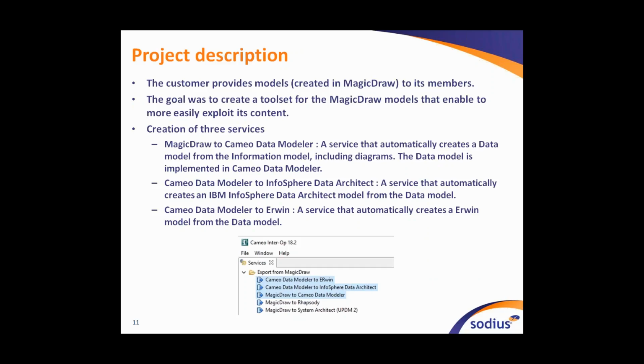One service is called MagicDraw to Cameo Data Modeler, which automatically creates a data model from the information model, including diagrams. The data model is implemented in Cameo Data Modeler. Another service is Cameo Data Modeler to InfoSphere Data Architect, which automatically creates an IBM InfoSphere Data Architect model from the data model. And another service is Cameo Data Modeler to Erwin, which automatically creates an Erwin model from the data model. So at the bottom you can see the 3 services that have been created with Cameo Workbench and integrated into Cameo Interop.